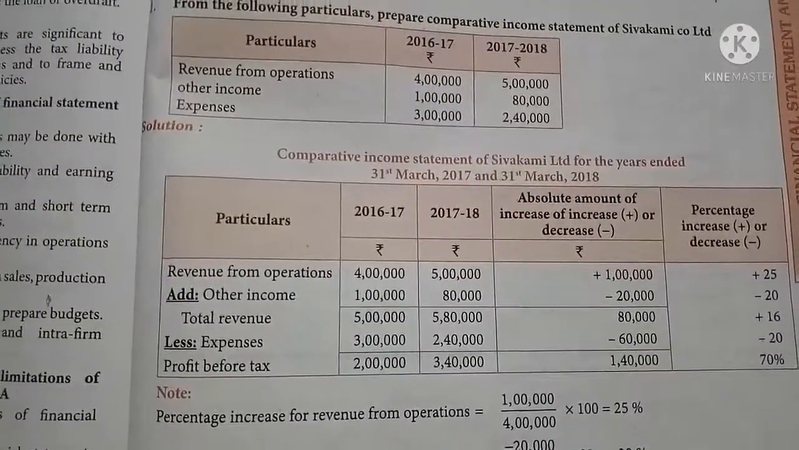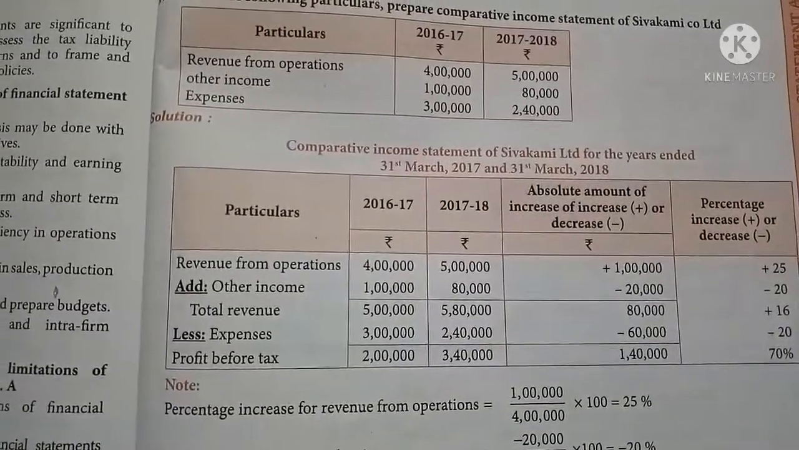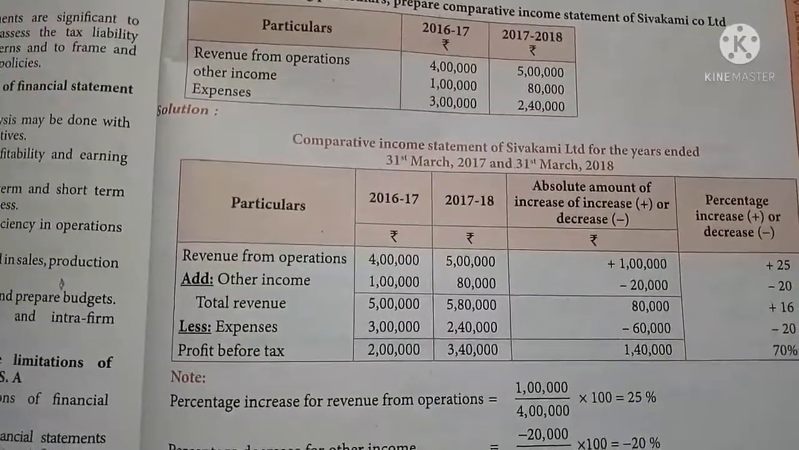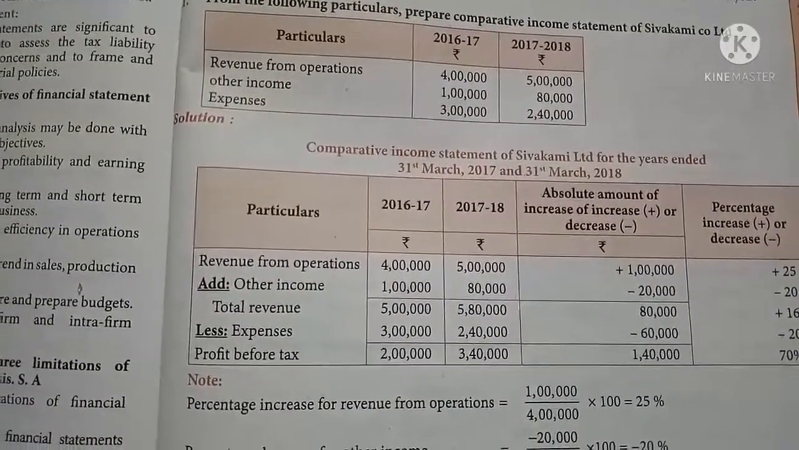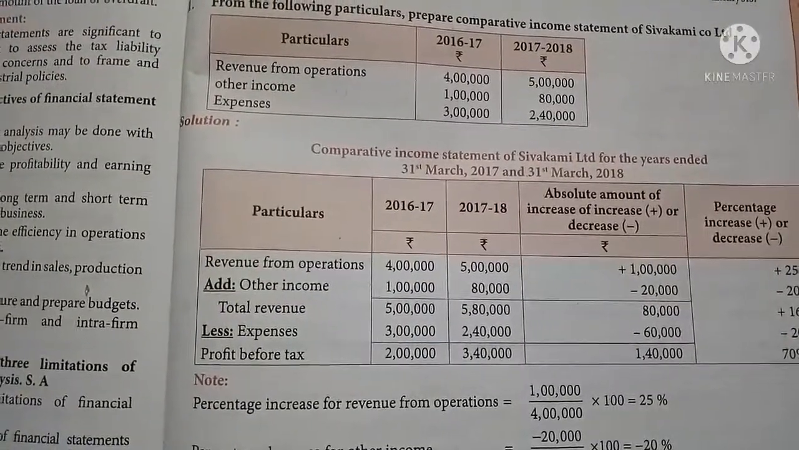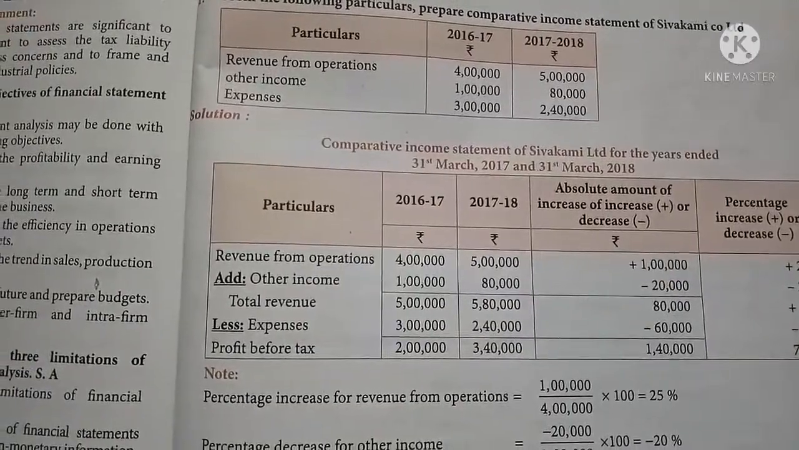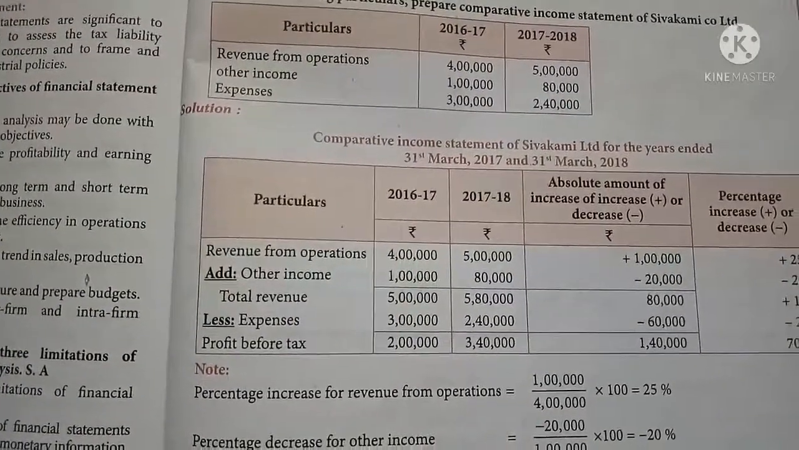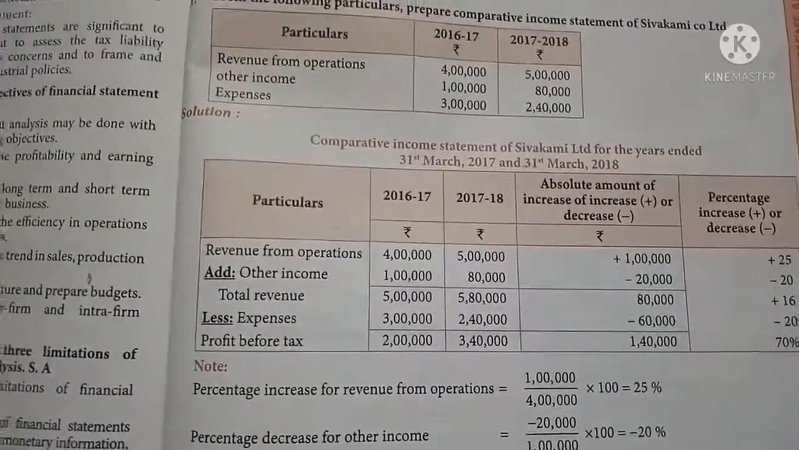By writing plus 1 lakh, you write this difference amount, and you can calculate the percentage for it. How to calculate the percentage: in the numerator write the difference amount, 1 lakh. In the denominator write the first year amount, 4 lakh. So 1 lakh by 4 lakh into 100, the percentage is plus 25 percent.